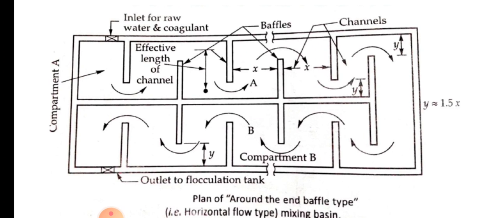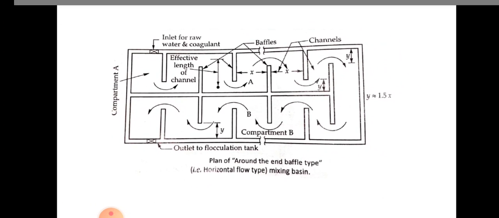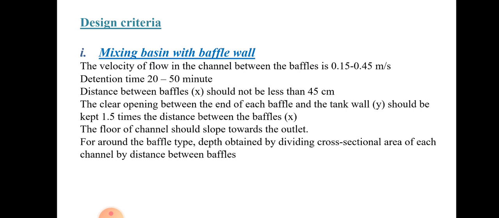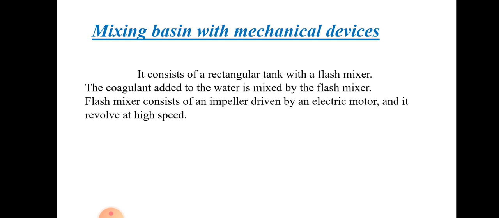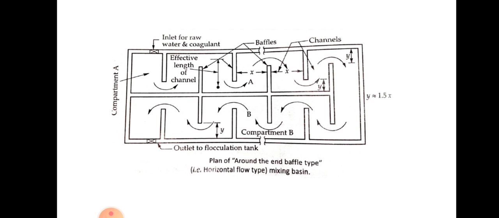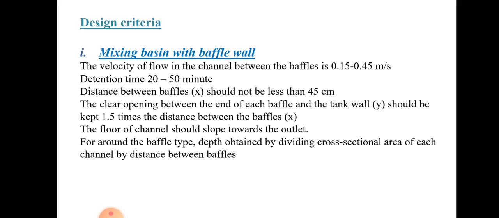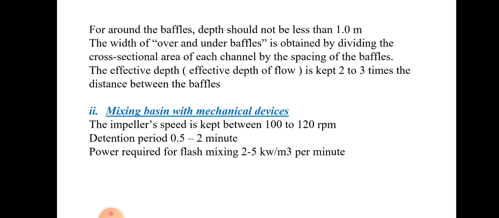Depth is obtained by dividing the cross-sectional area of each channel by the distance between the baffles. Now, these are the design criteria. Also, around the baffles, the depth should not be less than 1 meter, and the width of over and under the baffles will be obtained by dividing the cross-sectional area of each channel by the spacing between the baffles. The effective depth of flow is usually kept 2 to 3 times the distance between the baffles. So these are the design criteria.